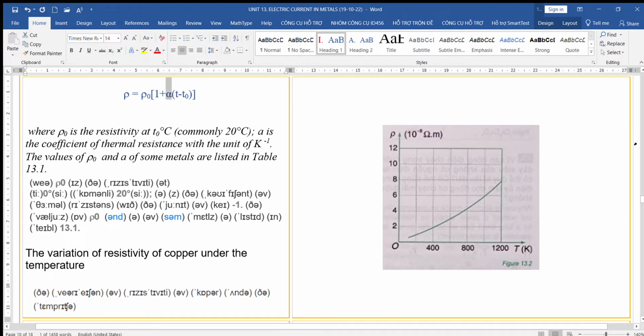ρ = ρ0[1 + α(T − T0)], where ρ0 is the resistivity at T0 degrees C, commonly 20 degrees Celsius, and α is the coefficient of thermal resistance with the unit of K⁻¹. The values of ρ0 and α of some metals are listed in Table 13.1. The variation of resistivity of copper with temperature.